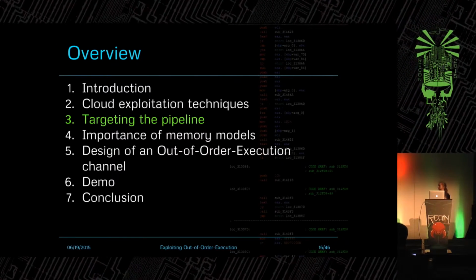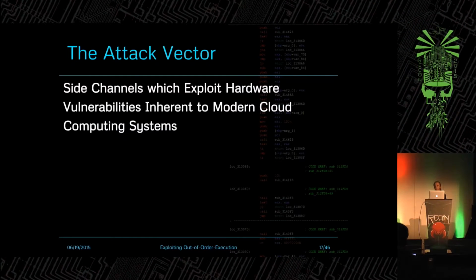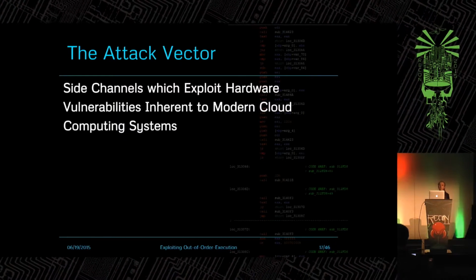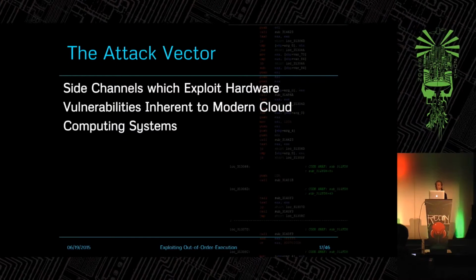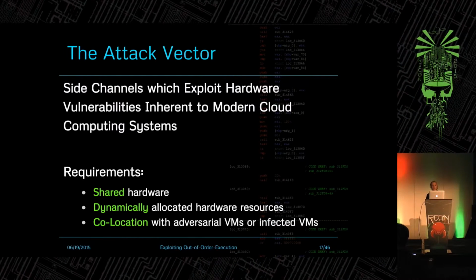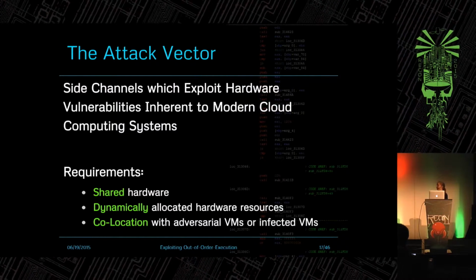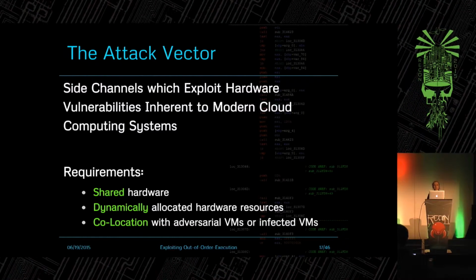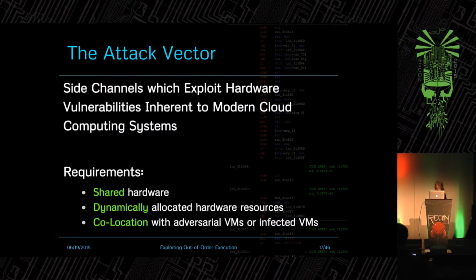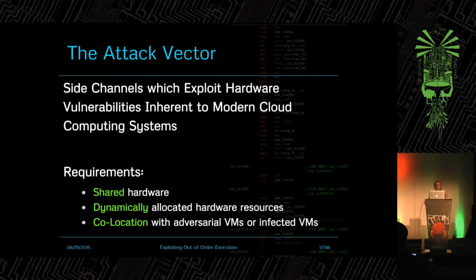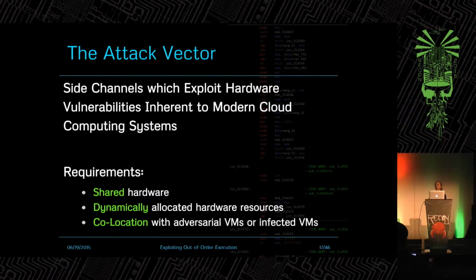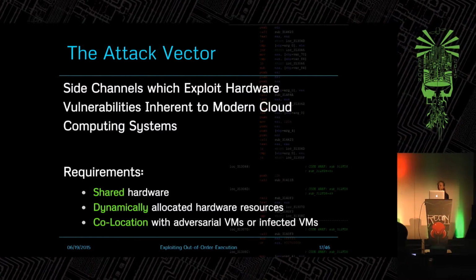So how are we actually doing this? How are we targeting the pipeline? Well, first of all, the attack vector is we want to create a side channel to exploit inherent properties of this hardware medium, so some things that we can be assured of being there. And this means that we have to have some basic requirements to create a side channel. We have to have shared hardware. We have to know we're dynamically allocated that resource, both of which are inherent properties of cloud systems, so that's great. And we have to be co-located with our victim VMs or our other collaborating adversaries. And that's something a little harder to determine, but like I said earlier, it is possible. So we're going to assume that going forward.